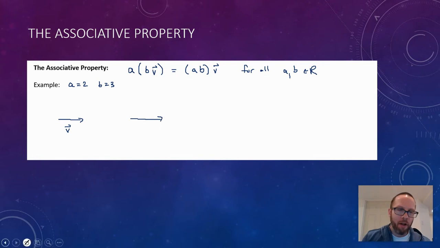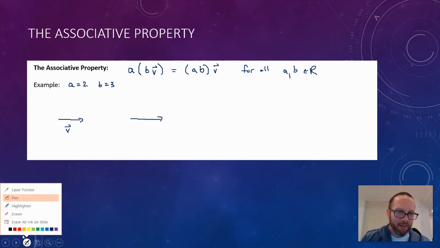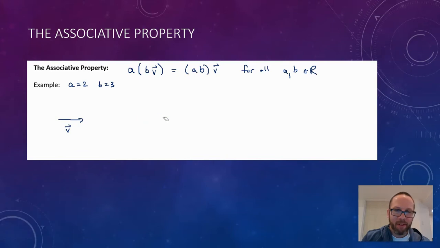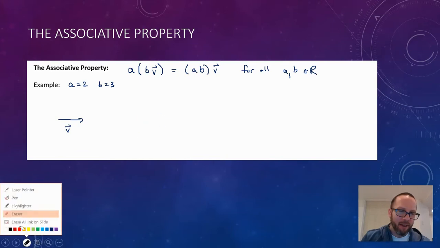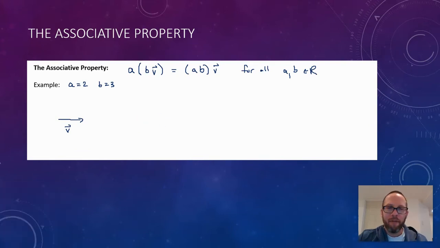That is definitely not 3 times as long as vector V. So I'm going to erase that. All right, let's try that again. So I'm going to draw a vector 3 times as long as vector V. So that's better. So there's 3V, right?